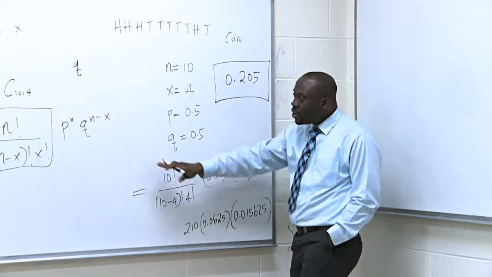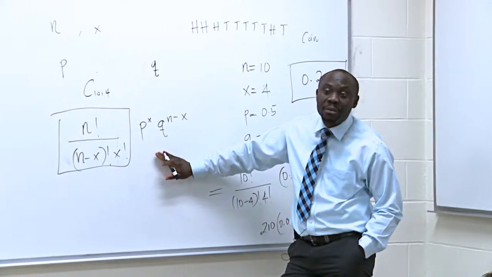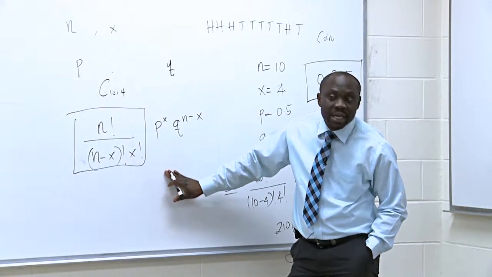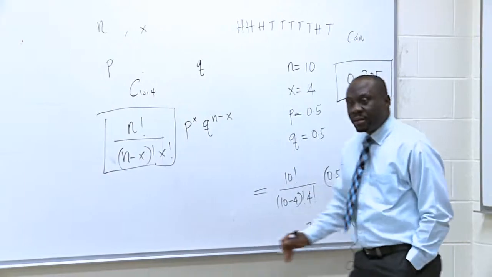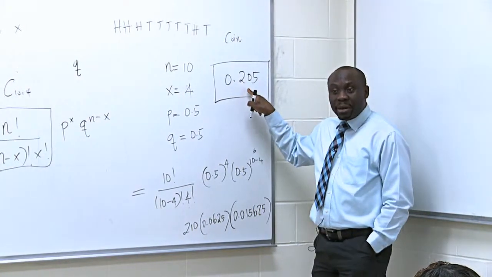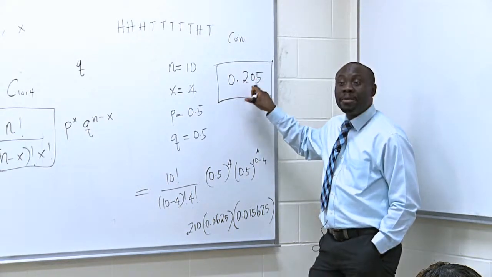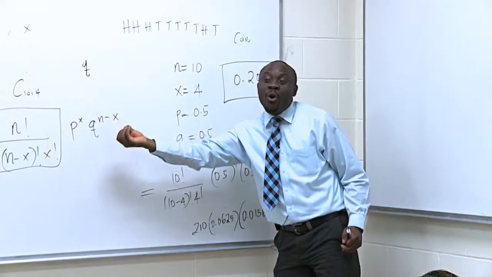So that's how we use this formula. We're going to look at 3 more examples as to how we use this formula, because it's very, very important. You need to know how to use it. And that final answer that you got, what does that mean? This is about 21%, right? So you have a 21% chance of getting 4 heads when you toss a coin.